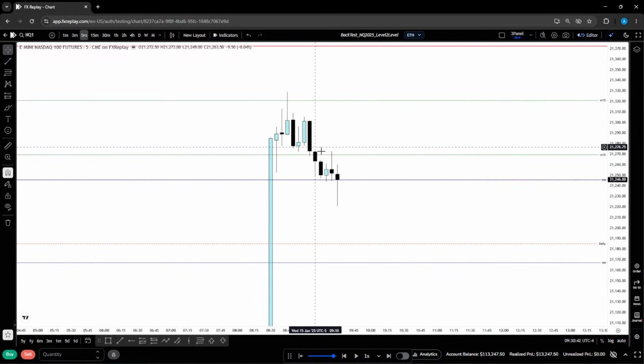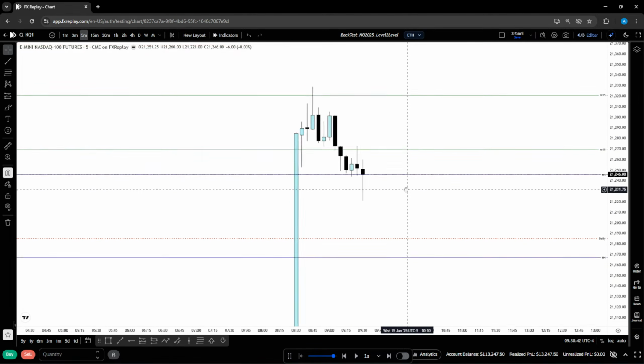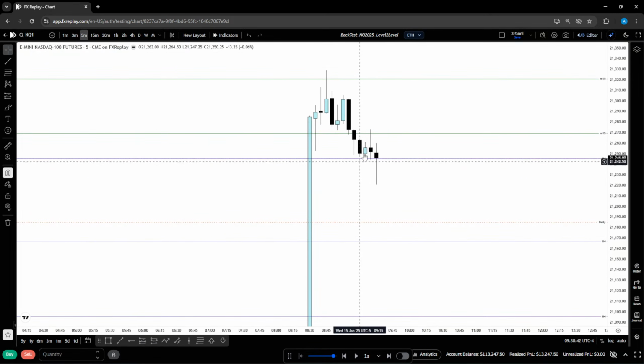And then we tested the 15 minutes. We'll see if we can. 15 minutes and then we started going lower. But now we're getting rejected from the 4-hour as well. So we'll see if we close below the 4-hour, then the next 4-hour is going to be the target.